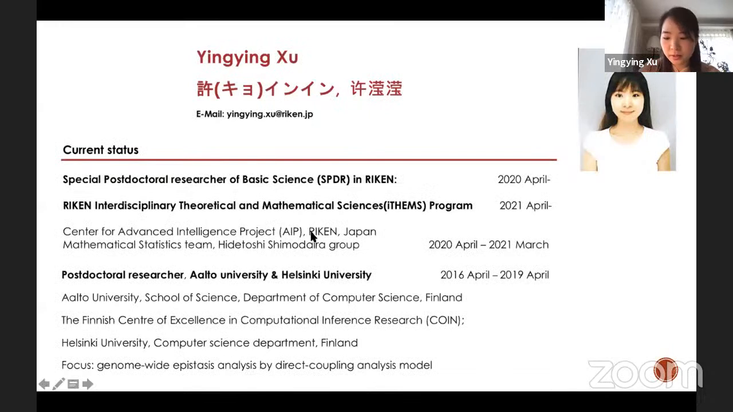First I will introduce myself briefly. I'm a special postdoc researcher of basic science. This is my second year. Last year I was in AIP in the mathematical and statistical science group. Before that, I did a postdoc with Professor Yoshiyuki Kabashima and also another postdoc in Finland, Aalto University. I gave a talk in biology seminar about this period of work. I applied statistical mechanics to genome-wide epistasis analysis.